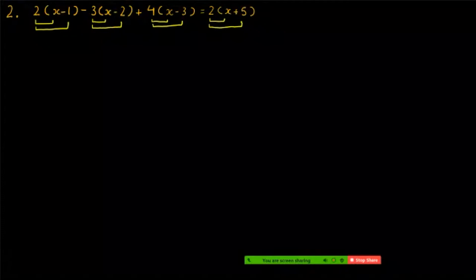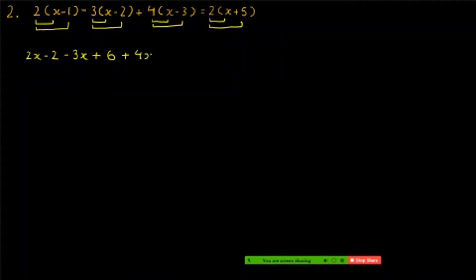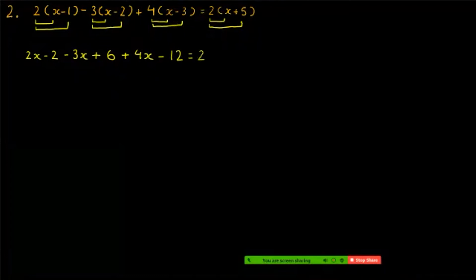So let's use the distributive law here. We have 2 times x is 2x, and 2 times minus 1 is minus 2. And we have minus 3 times x is minus 3x, and minus 3 times minus 2 is 6, because the negatives cancel each other out. And we have 4 times x is 4x, and 4 times minus 3 is minus 12, equals 2 times x is 2x, and 2 times 5 is 10.